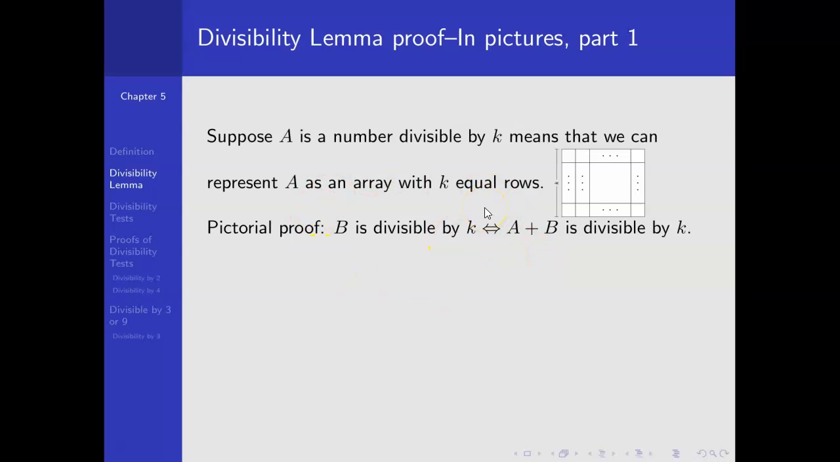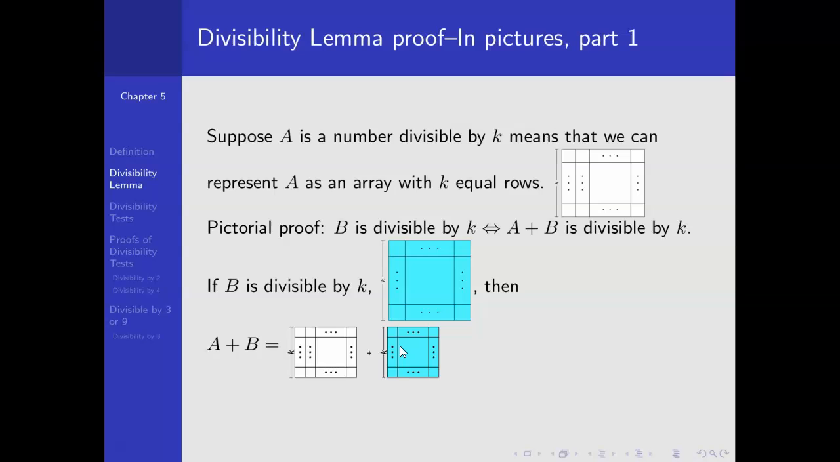And we want to understand this as pictures, remembering here that B being divisible by K means that we can show it as a picture with K equal rows, if we do it as an array, and A plus B is divisible by K, we need to be able to represent it as an array with K equal rows. So first, if B is divisible by K, then we can make a picture with K equal rows. So then if we add A and B together, we're just going to take those two rectangles and shove them together and get one big rectangle, which we see has K equal rows. So that means A plus B is divisible by K.